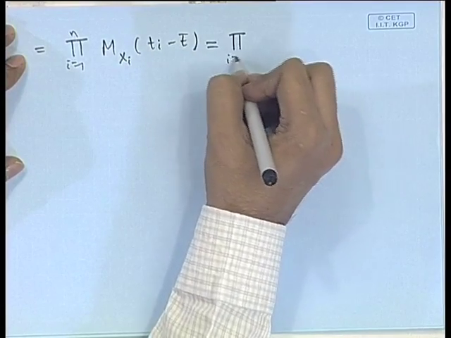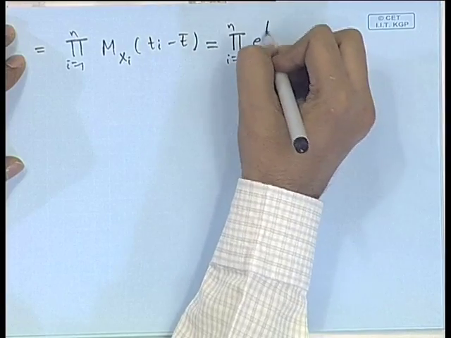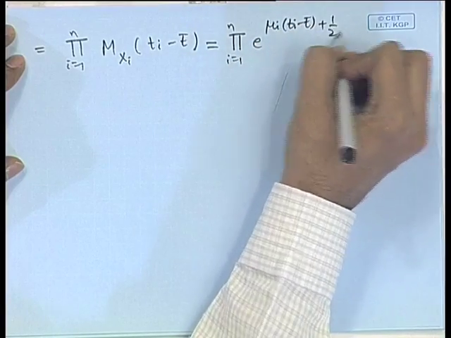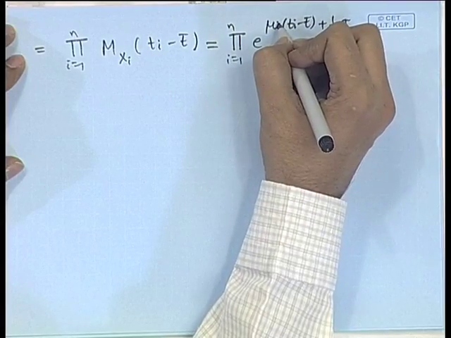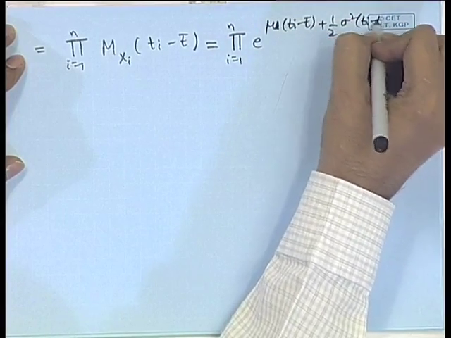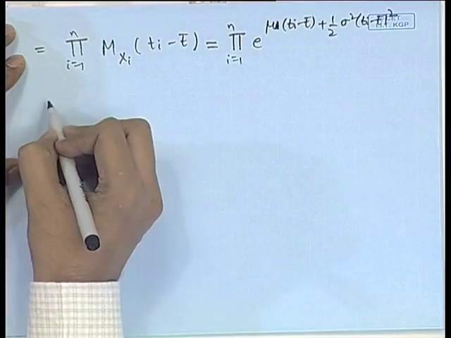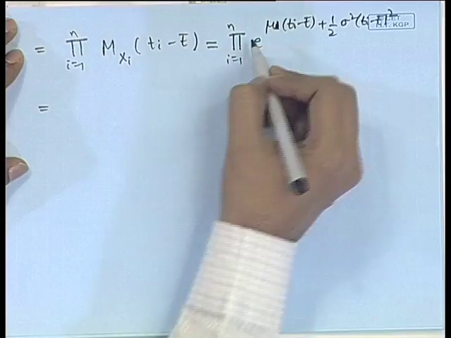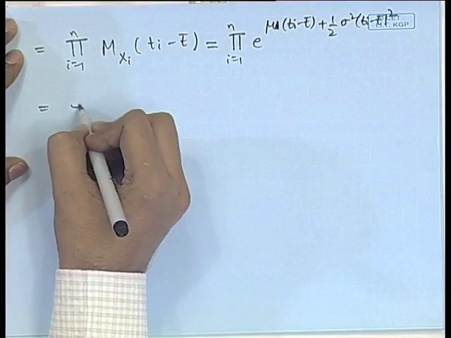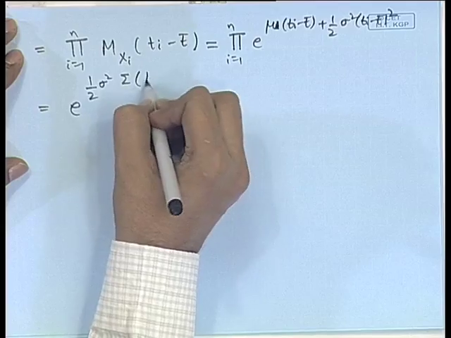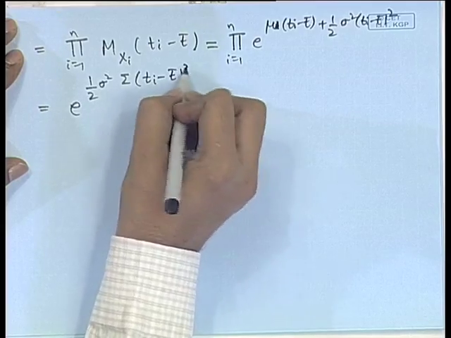This is the product over i equals 1 to n of e to the power mu t_i minus t bar plus half, this is not mu_i, this is only mu, sigma square t_i minus t bar whole square. So, now we apply this product here. The first term vanishes and the second term becomes e to the power half sigma square sigma of t_i minus t bar whole square.